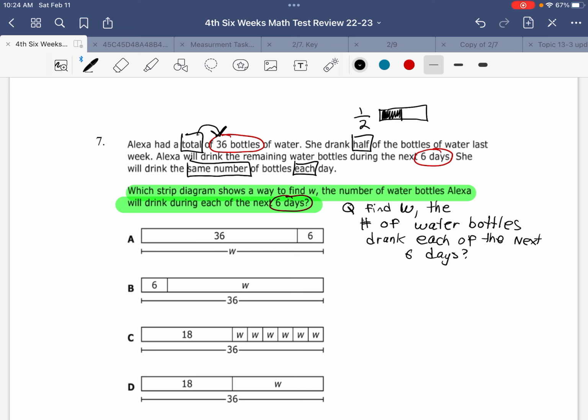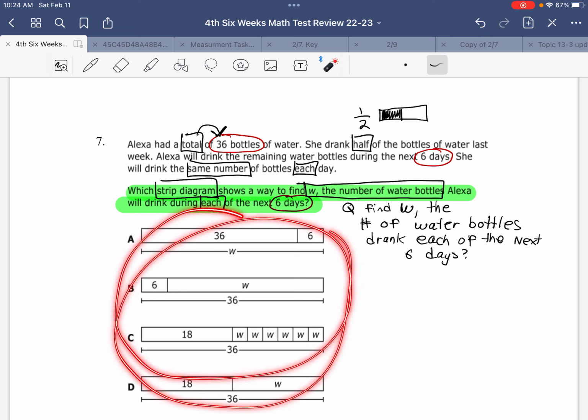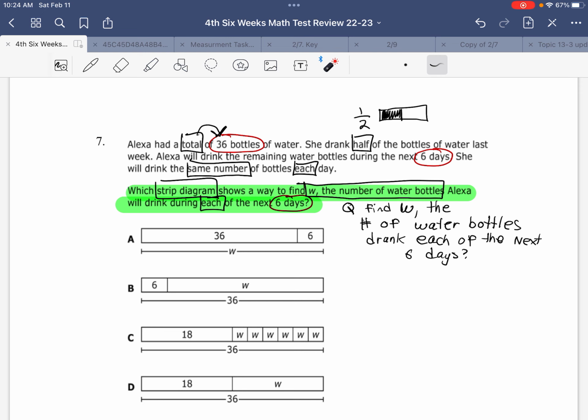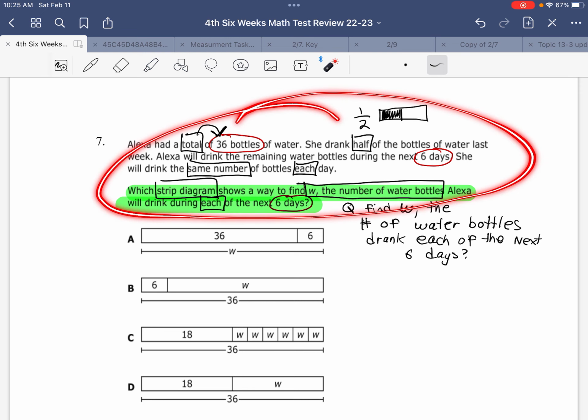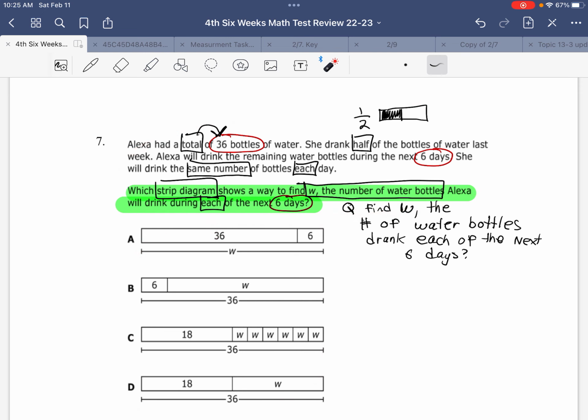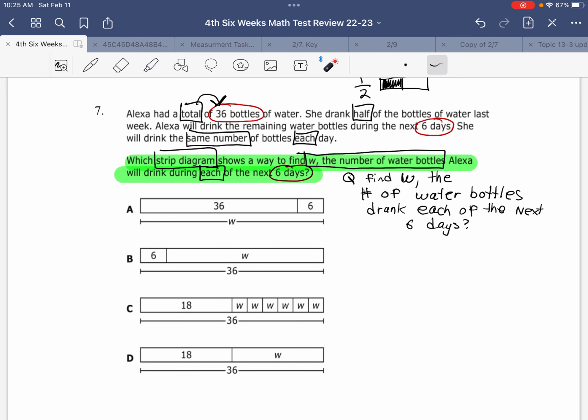Okay, and we're trying to look for which strip diagram shows a way to find W, the number of water bottles drink each of the next 6 days. Okay, so I did all my cubes. So now I need to see what my answer would be. Whenever you have strip diagram problems, I always feel like it's a story. You have to match the story to the picture, okay? So I'm going to take it step by step.